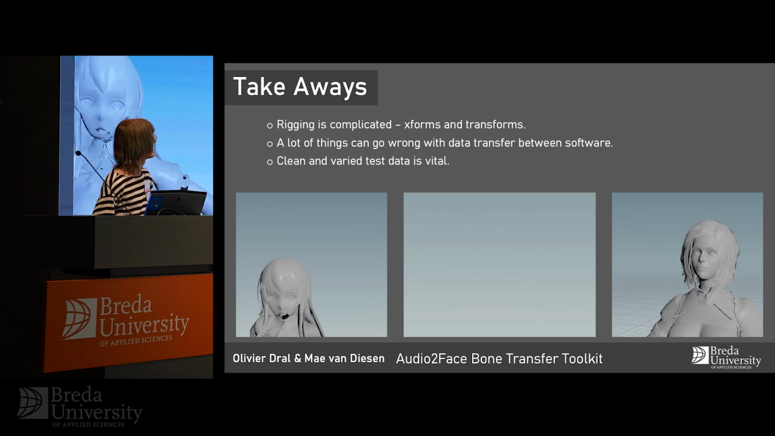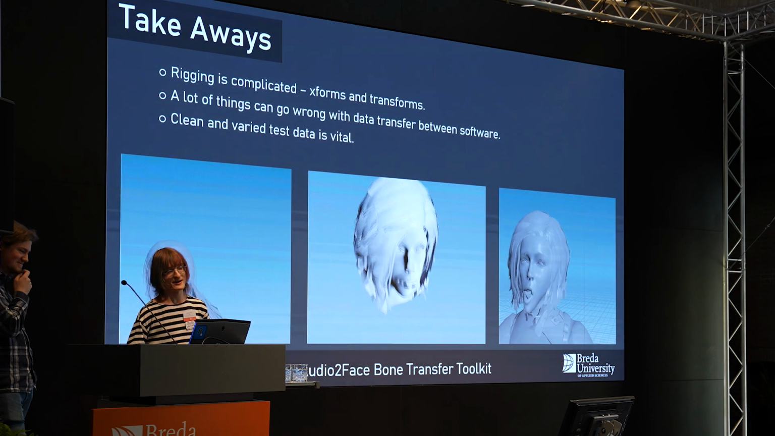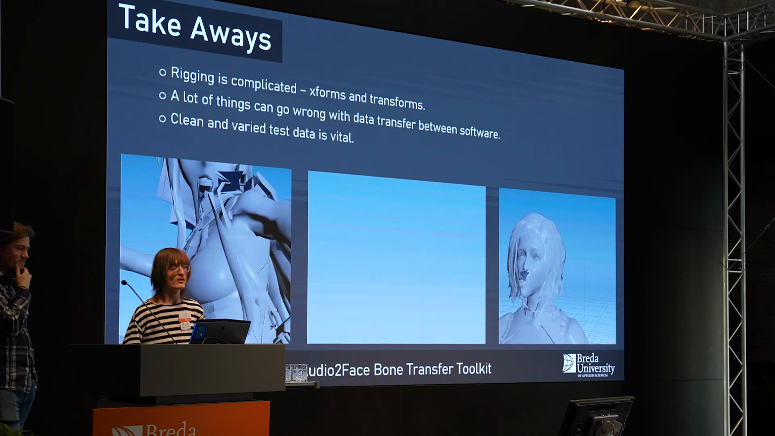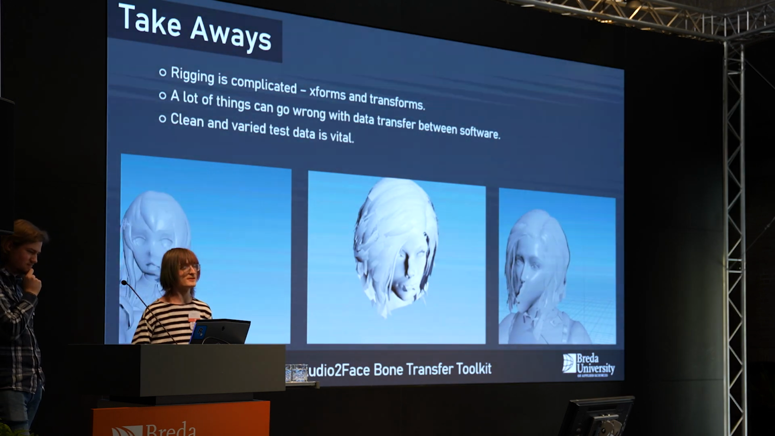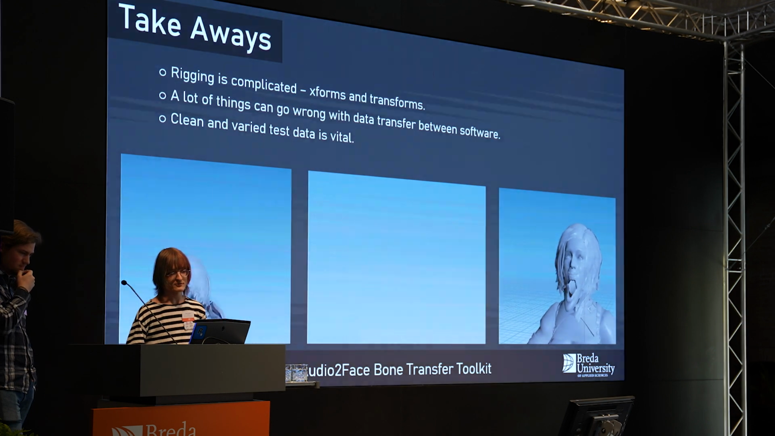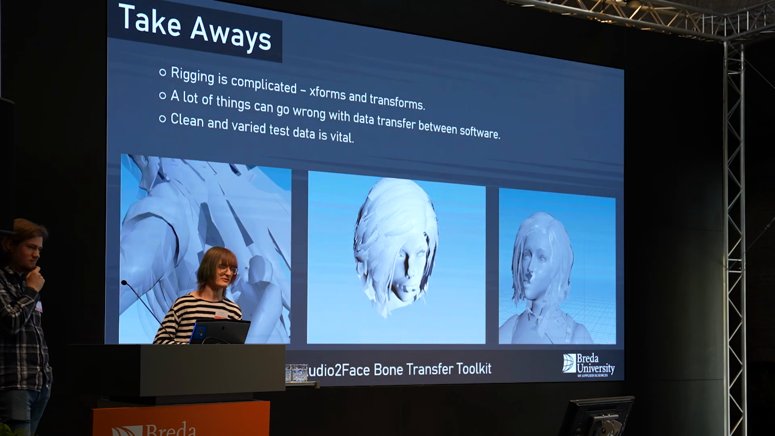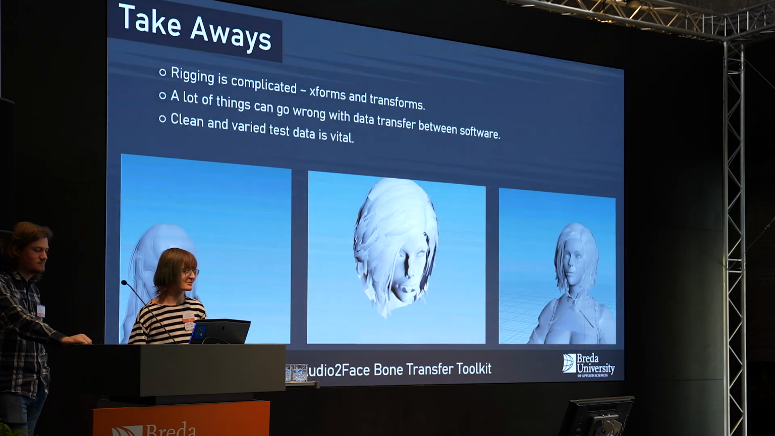This was quite a project, so we learned a lot from it. Our main takeaways are as follows. Rigging is complicated, so we found out, especially when you're using matrix attributes such as X-forms and transforms. A lot of things can go wrong. Also, when you're transferring data between softwares or within softwares, we have a lot of instances where FBX files or USD files that we were using did not import correctly or export correctly or were somehow corrupted. This was quite surprising to us.